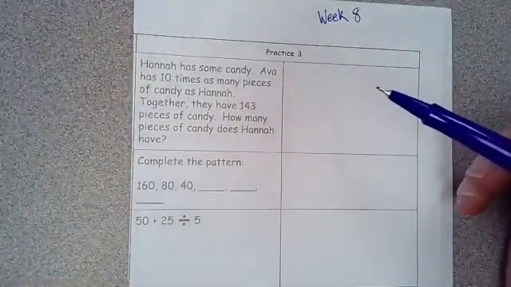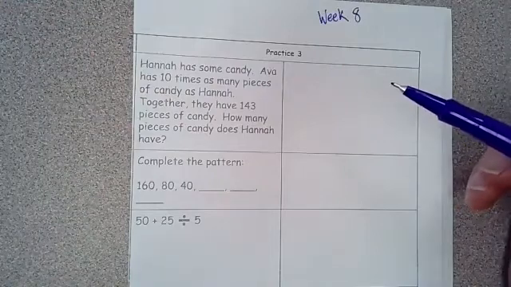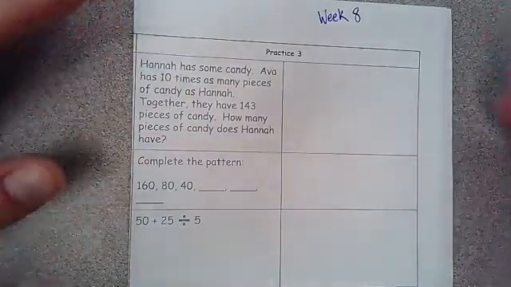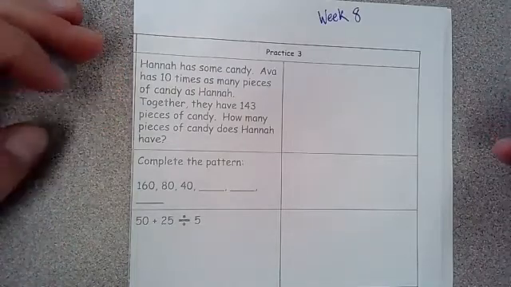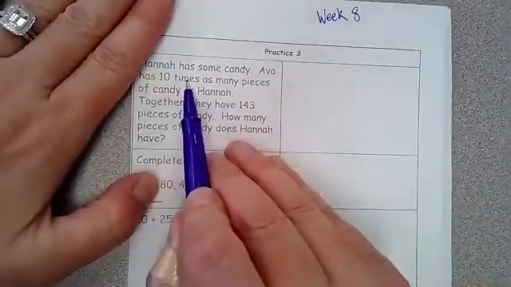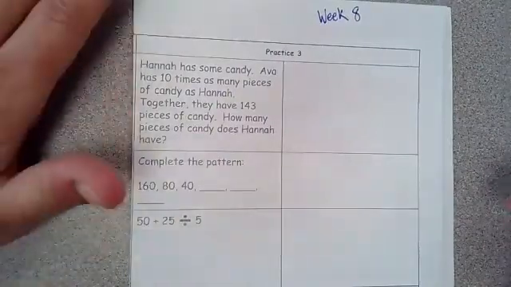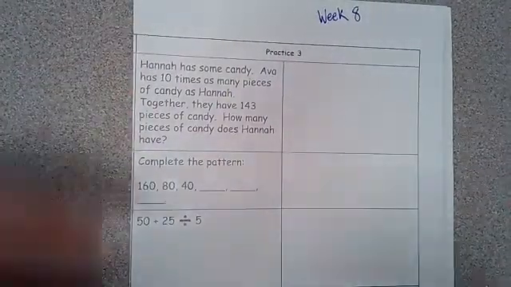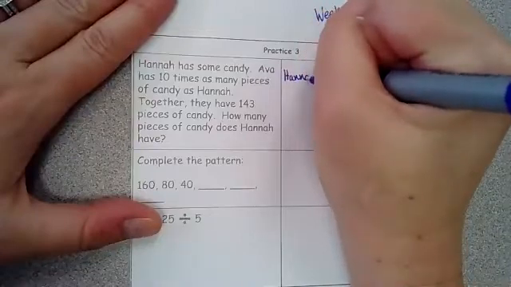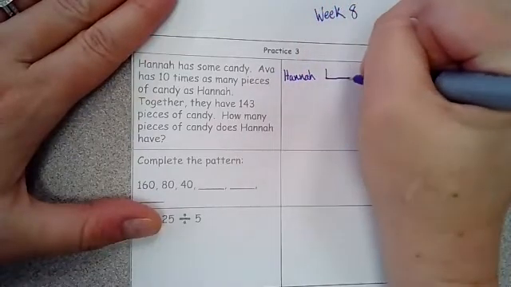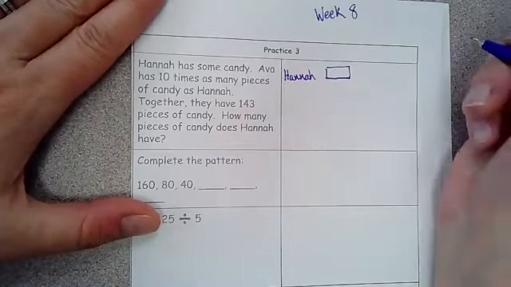Starting with our multiplicative comparison. As I've told you before, when you're doing multiplicative comparisons, draw the bars. Please do not go back to 3rd grade and start using keywords. It will not work. Hannah has some candy. So write Hannah and give her a box. It's got some candy in it. You don't know how much though.